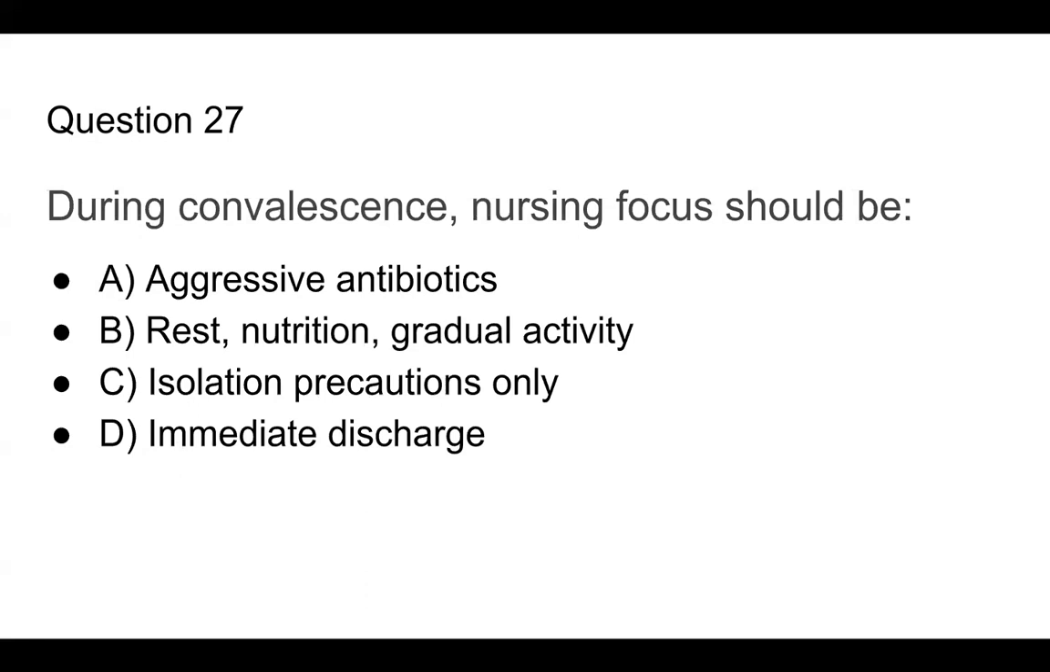All right, the correct answer to this one is B, rest, nutrition, and gradual activity. So this is the full-blown recovery stage, the convalescent stage. By focusing on recovery and building strength, it's going to help you get over that last little hump to fully get over that illness.